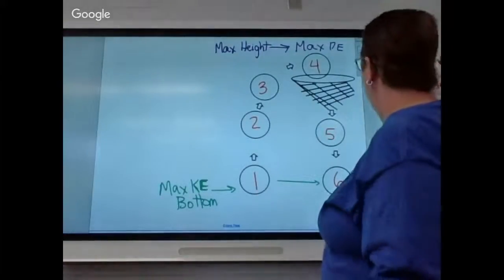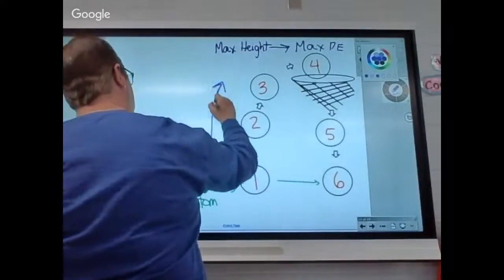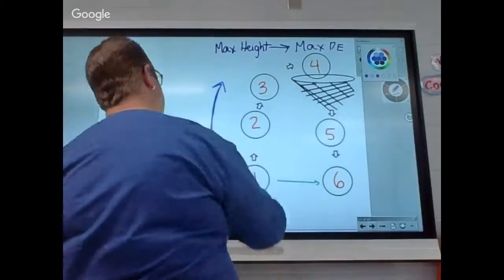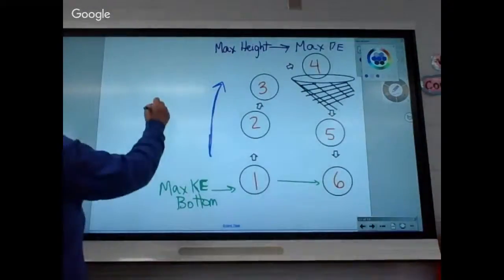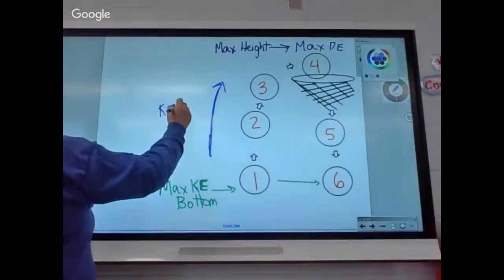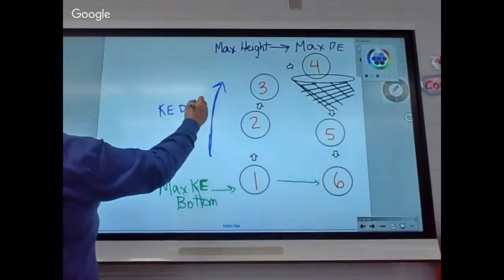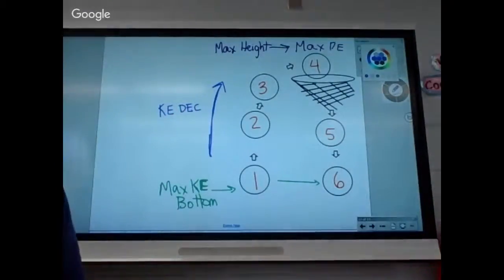All right, so what happens as we go up? I will take the answer one of two ways. Potential energy increases. And kinetic energy does what? Decreases. All right, kinetic energy decreases. Why does kinetic energy decrease? Why would we say it decreases?